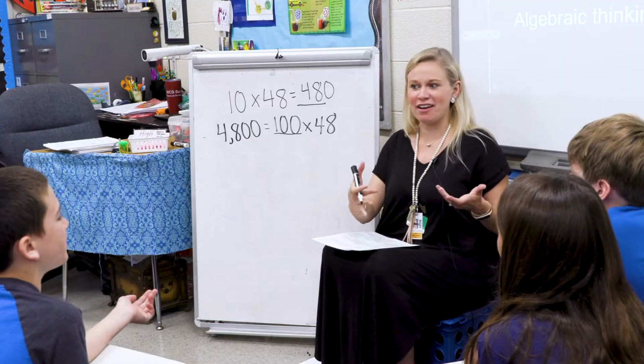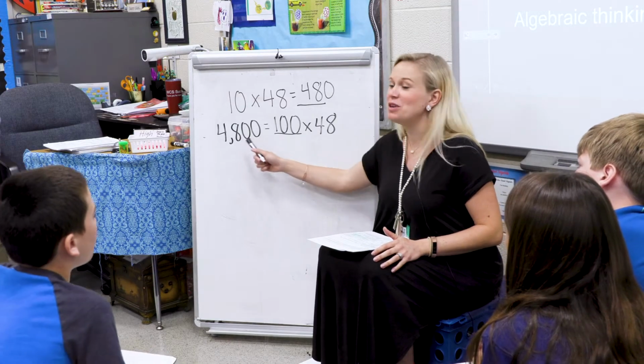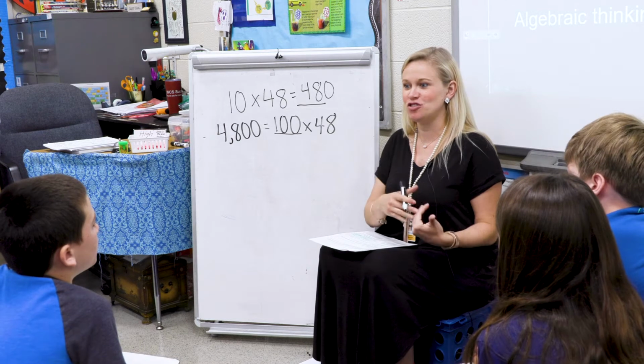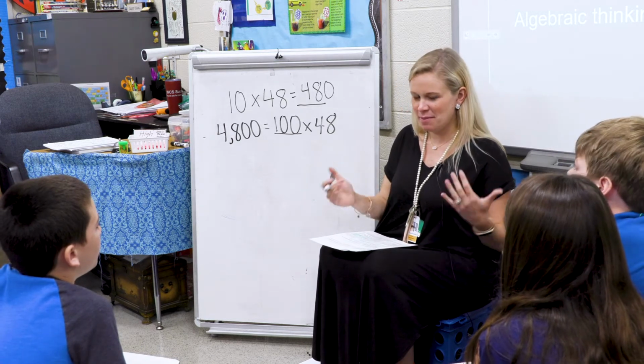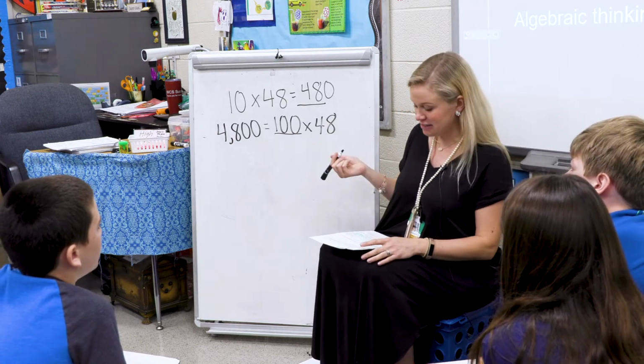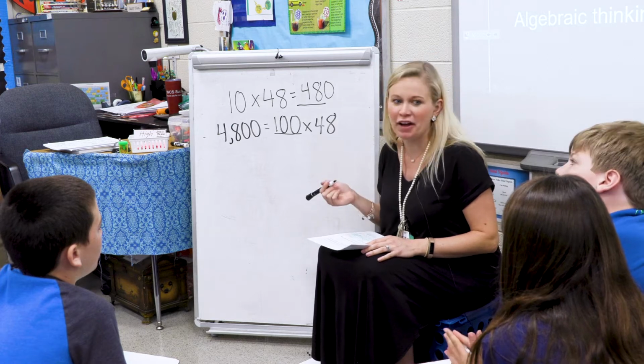Okay, so the similar pattern. If we're multiplying by 100, we just multiply by 1 and then we add 2 zeros. All right, let's keep that pattern in mind as we try another one. This time, I'm going to use a variable for my unknown value.